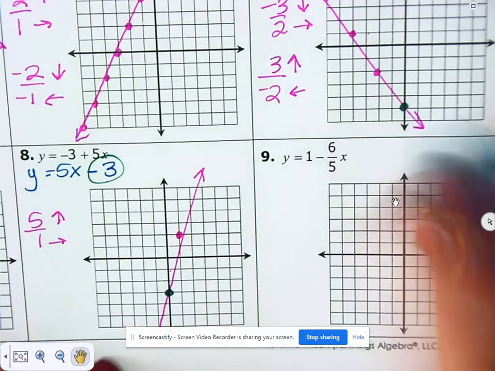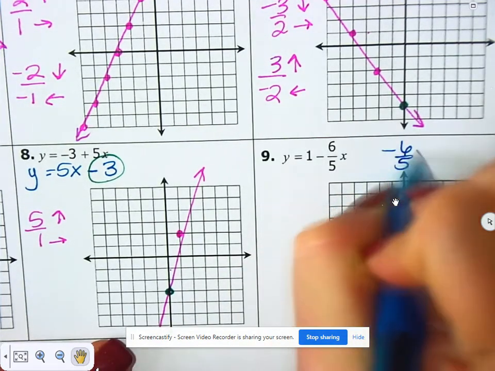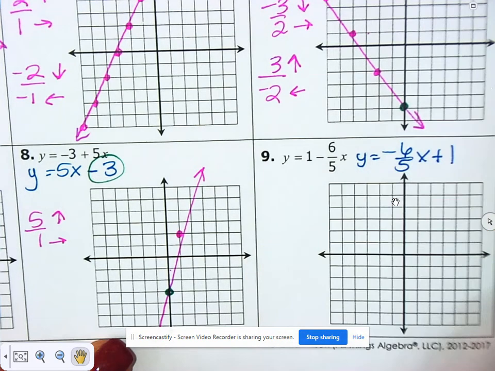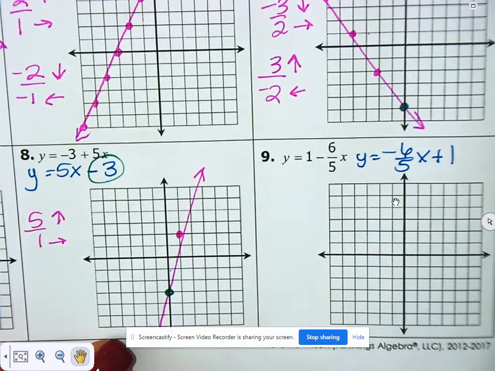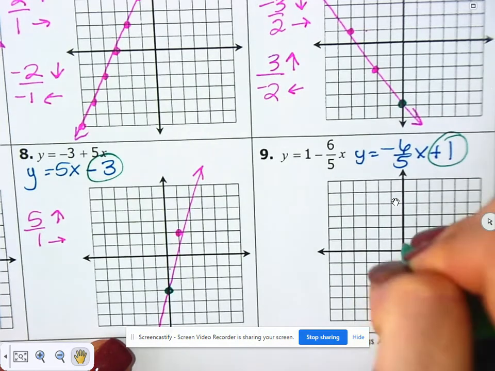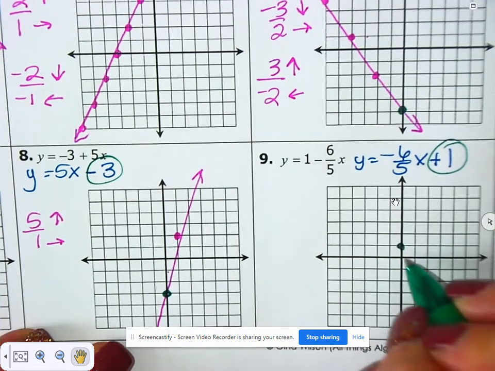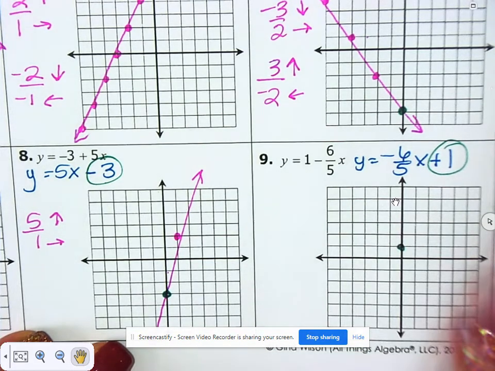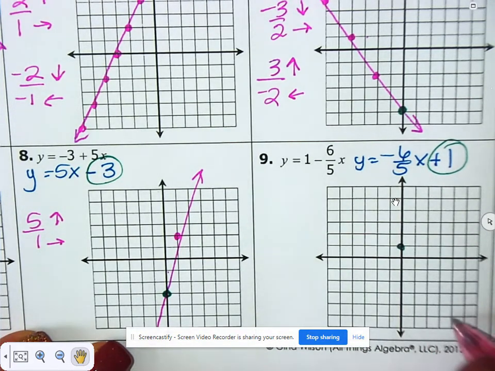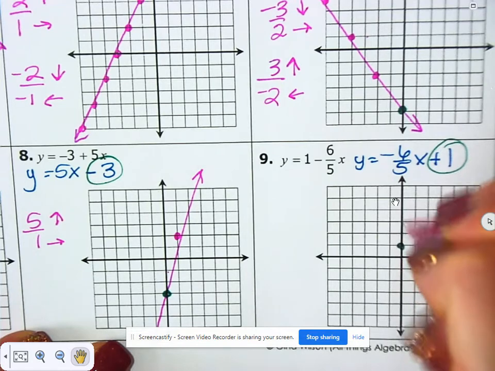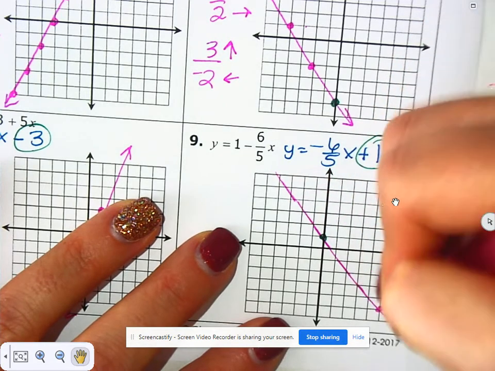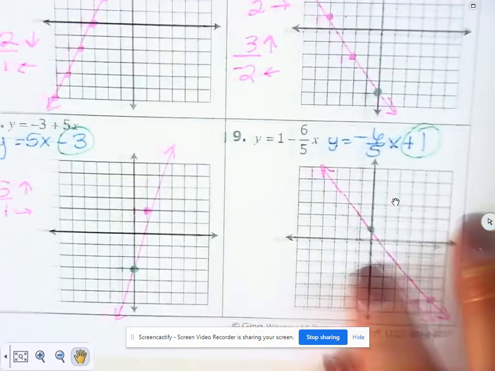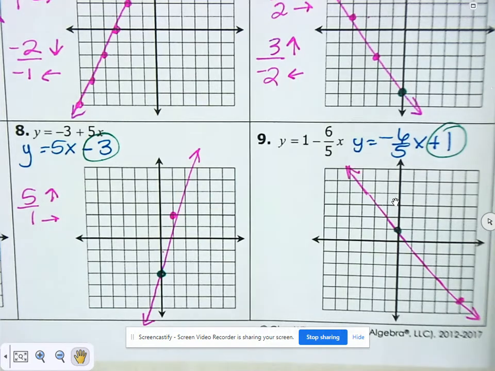Same thing here. We're going to switch these around, so it's actually -6/5 x plus 1. So we're starting at plus 1. And then we're going to go down 6: 1, 2, 3, 4, 5, 6. And right 1, 2, 3, 4, 5. Up 1, 2, 3, 4, 5. Up, so you can't do it twice. There you go. Okay, so that's in slope-intercept form already.